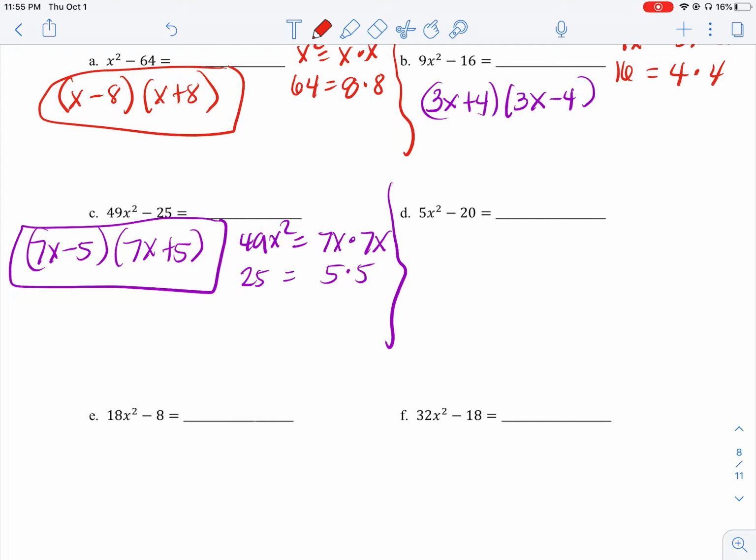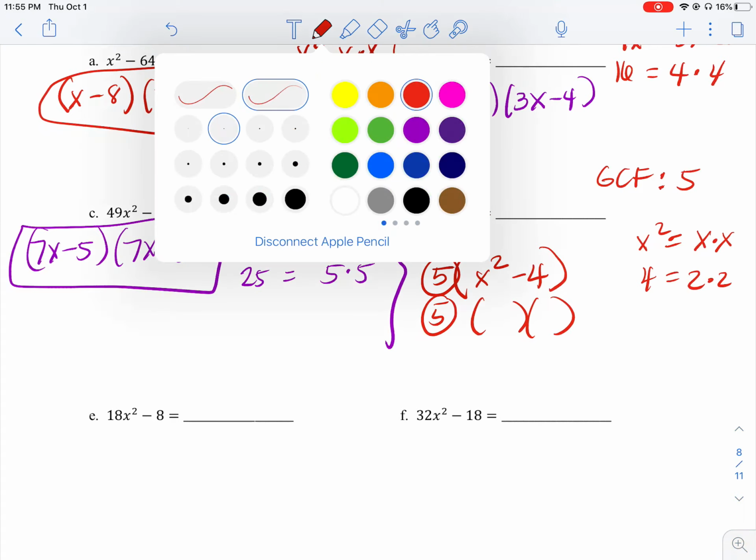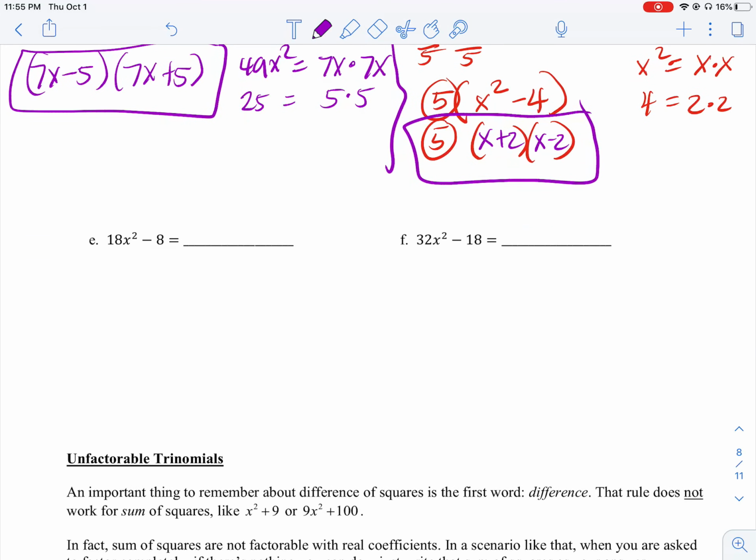They have something in common. They have a GCF of 5. So let's divide that by 5 first. You have a 5 on the outside, you have x squared minus 4. Okay, and we leave 5 alone. We have x squared equals x times x. 4 equals 2 times 2. So we have x plus 2, x minus 2. Done.